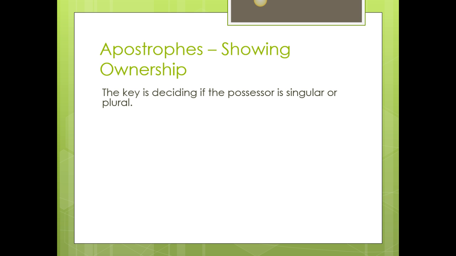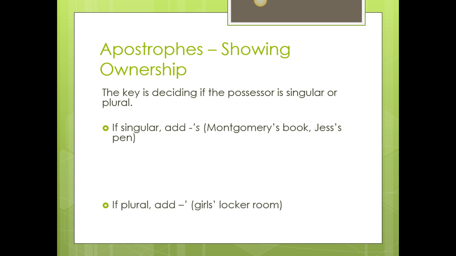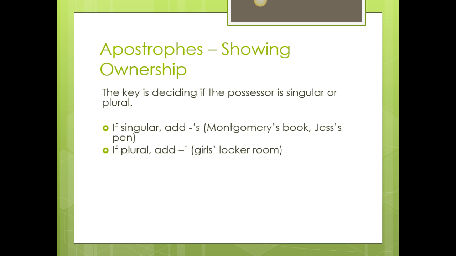The key is deciding whether the possessor, or the thing or person doing the owning, is singular or plural. If it's singular, add an S, such as Montgomery's book or Jess's pen. If it's plural, just add an apostrophe, such as the girls' locker room. If it's plural and irregular, add an apostrophe S. So if it does not end in an S, but it's plural, add an apostrophe S, men's locker room.